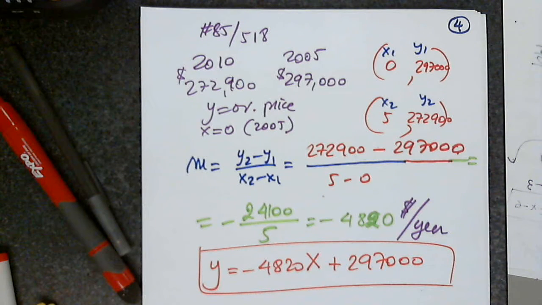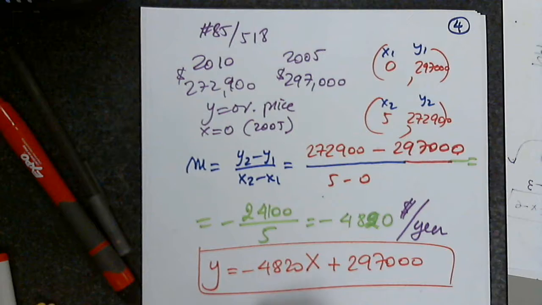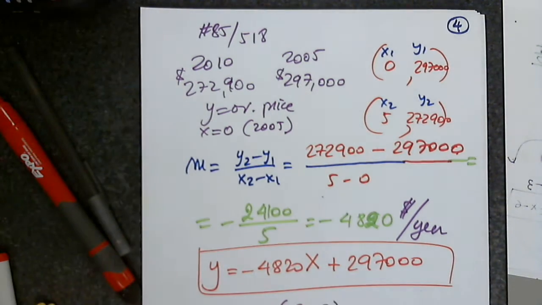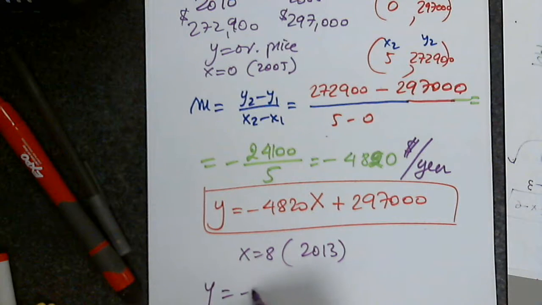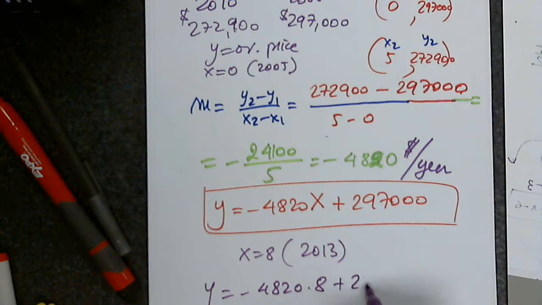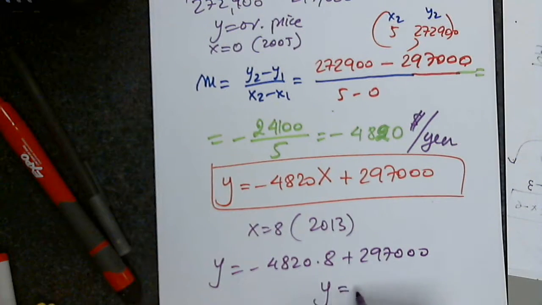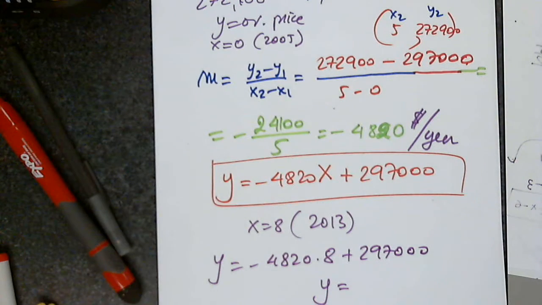Thank you. Part B, use this equation to predict the average price of a new home in 2013. I can never plug in the name of a year in a calculation. I shouldn't say never. Some models will allow us to, but in general, we don't. What is it, 8? Exactly. So when X equals 8, which means 2013, I will determine Y equals negative 4820 times 8 plus 287,000. And I trust you, just give me the number so we can move on.